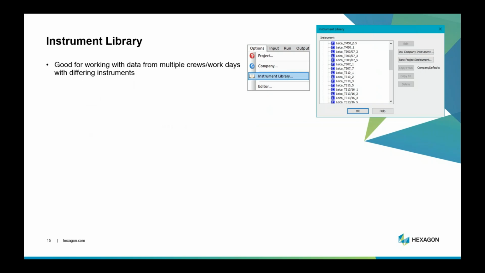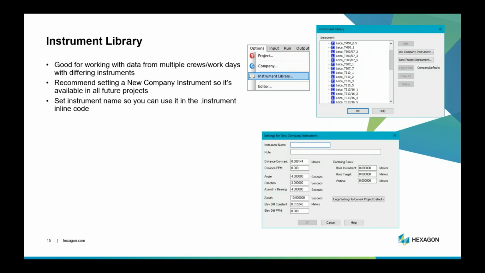The instrument library, again, this is probably fairly commonly used, but I just wanted to show it to you guys in case you haven't used it. If you have several crews working on a project and have differing instruments, this is a great way to set them up so that you can switch back and forth between those instruments in your project and not need to make any compromises with those. I'd recommend setting up a new company instrument so that it's available in all your future projects. If you just click New Project Instrument over on the right there, it will only be available in that project.